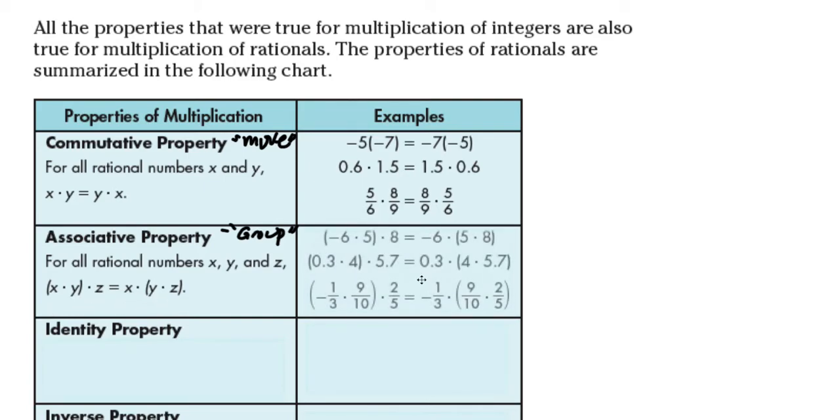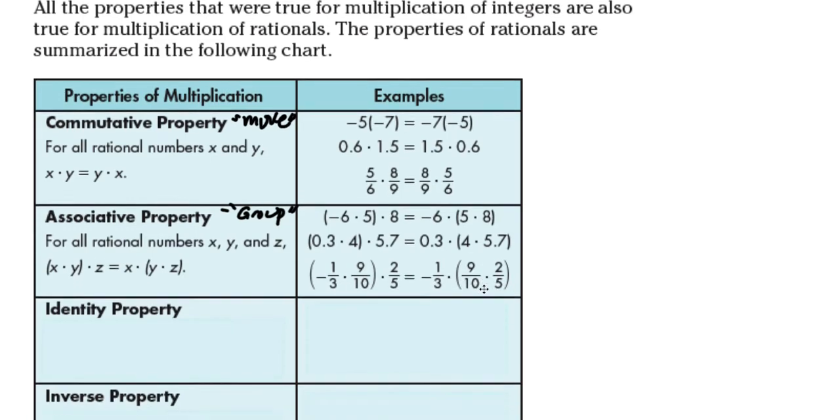And here are examples. Negative 6 times 0.5 in parentheses, times 8 is equal to negative 6 times the quantity 0.5 times 8. In the same manner, the quantity 0.3 times 4, close quantity, times 5.7 is equal to 0.3 times the quantity 4 times 5.7. And lastly, the quantity negative 1/3 times 9/10, close quantity, times 2/5, is the same as negative 1/3 times the quantity 9/10 times 2/5. And if you notice again, the order of the numbers did not change.